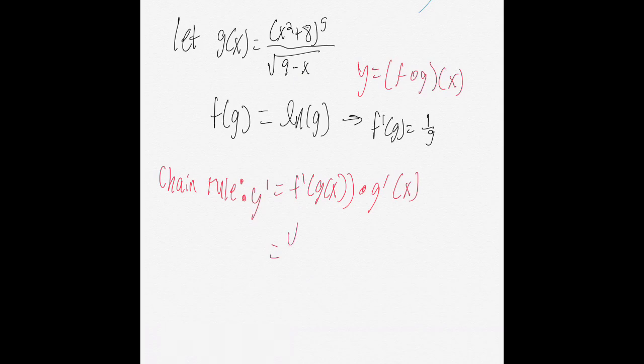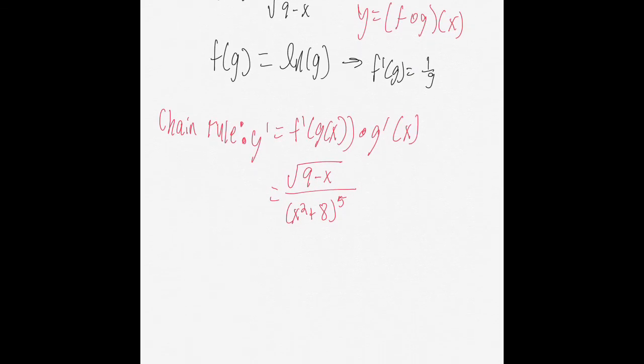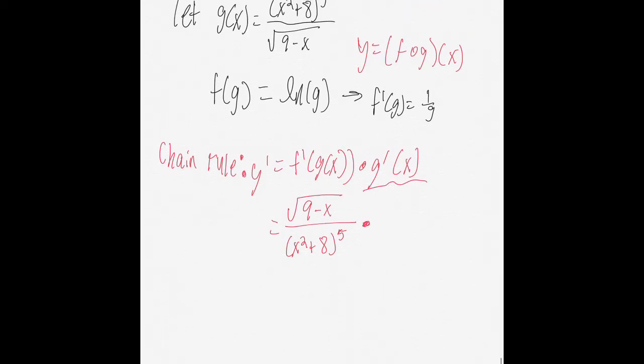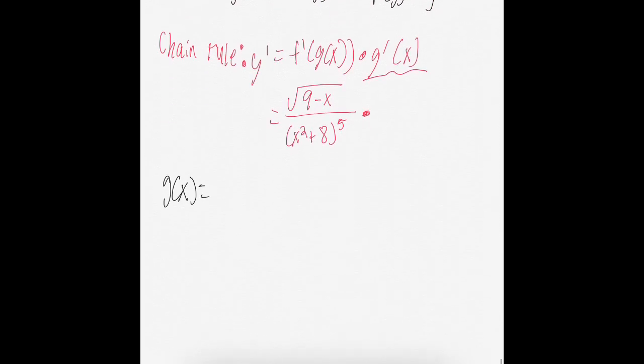So this first part isn't so bad. We're just going to flip this fraction g of x. So it's going to be root 9 minus x over x squared plus 8 all to the 5th power, right? Now this g prime, that is going to be the pain here, because I can't just look at g of x and instantly know what its derivative is this time.